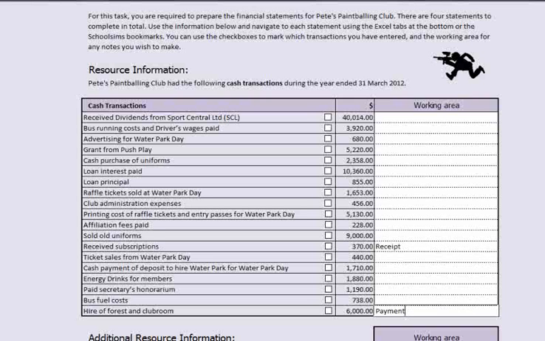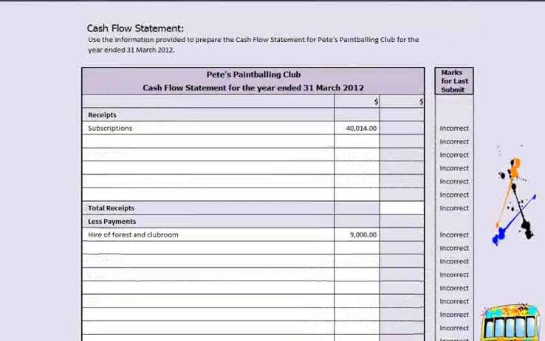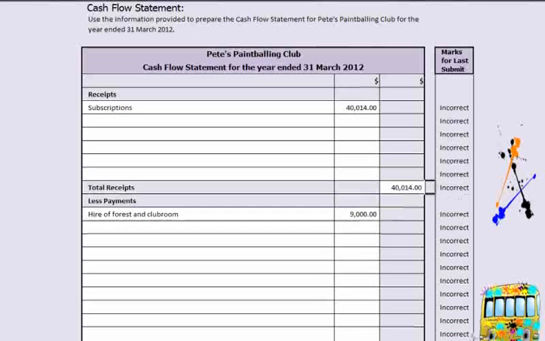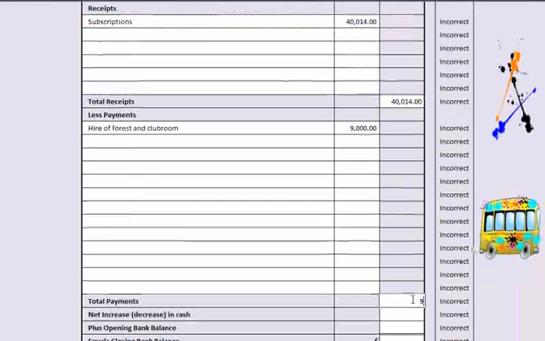When we have sorted the cash transactions, we can then transfer them to the cash flow statement. After you've entered in all the transactions, you total the receipts and payments separately and enter the figures into the rightmost column for the appropriate row. Then subtract the payments total from the receipts total. This is the net increase or decrease in cash figure. If the receipts total is greater than the payments total, the change in cash will be positive. Otherwise, it will be negative.